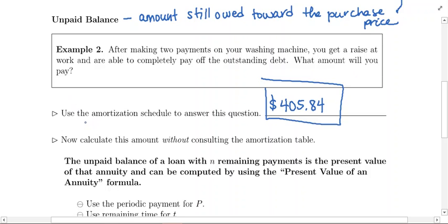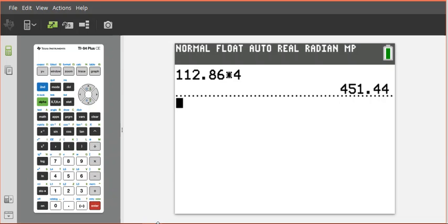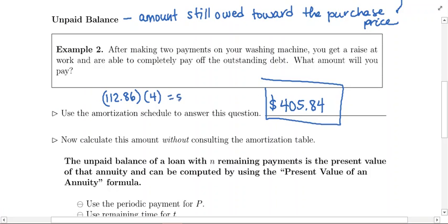So you might be wondering, why in the world did I not look at the question like this? Well, my quarterly payment is $112.86, and I'm supposed to make 6 of those to pay off the washing machine. Since I've already made 2 payments, there are 4 left. So why didn't we just go $112.86 times 4, to come up with $451.44?